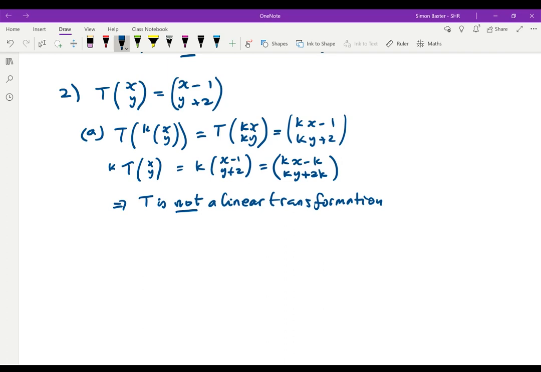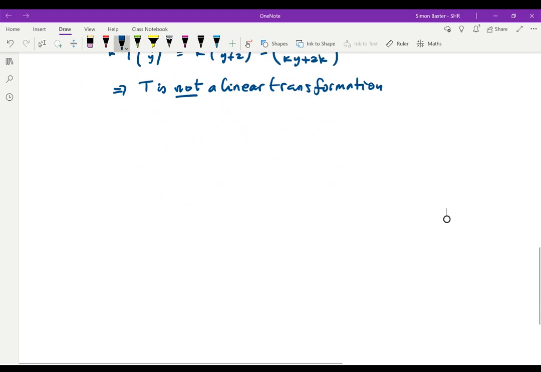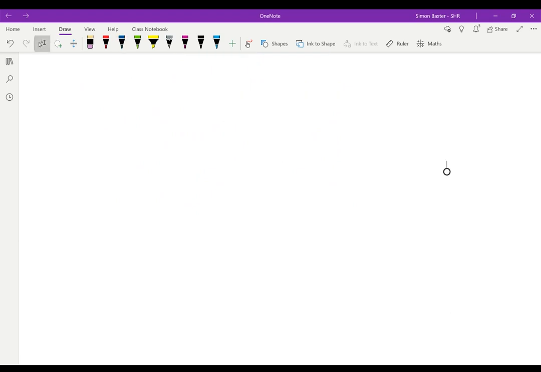So there's an example. One is a linear transformation, one isn't, just satisfying this definition that I have put up as to what a linear transformation is. One general result is that T of (0, 0) is always mapped onto (0, 0).